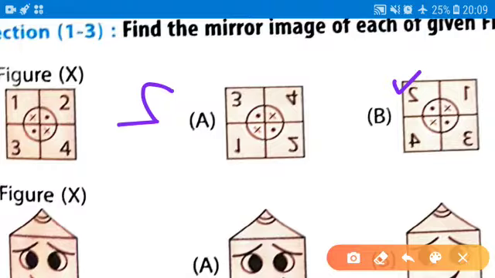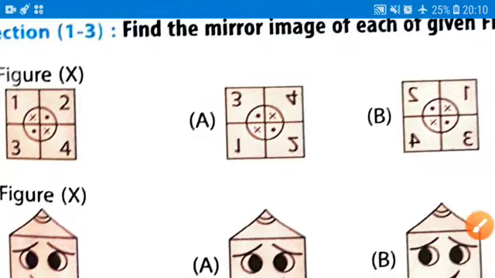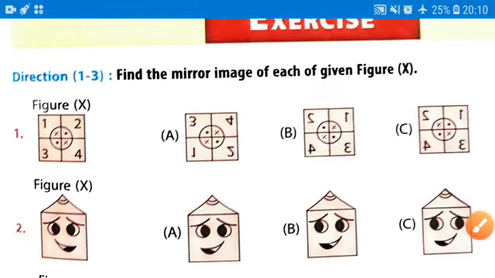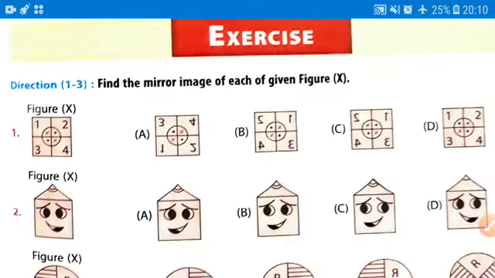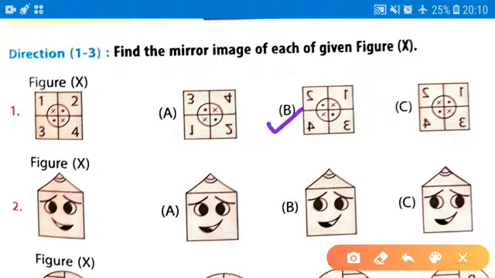The mirror image of this 4 will be like this. Okay, it is here. Similarly, the mirror image of 3 is here and the mirror image of this 1 is here, and the middle portion is also becoming here. So we can say that the correct answer for this question is option B. This is the mirror image of this figure.